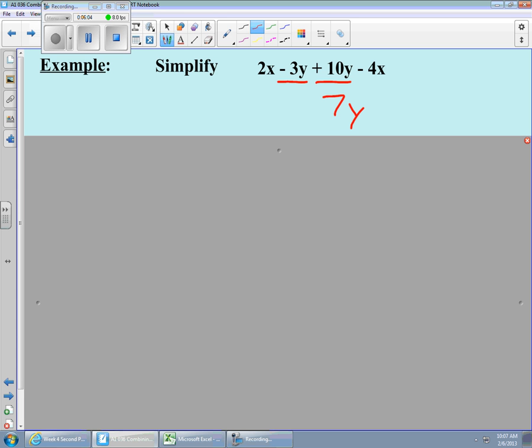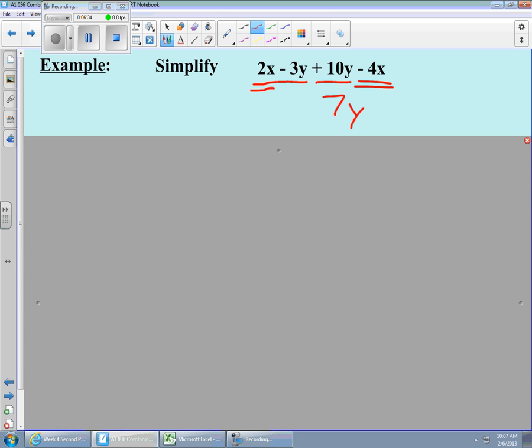All right. Is there anything else in there that we can combine? Anything that would be considered like terms? Yeah, we've got some x's. Here are some x to the firsts. And here are some more x to the firsts. So let's look and see. How many x to the firsts are there? This is positive 2 of them. This is negative 4 of them. Positive 2, negative 4. How many are there?